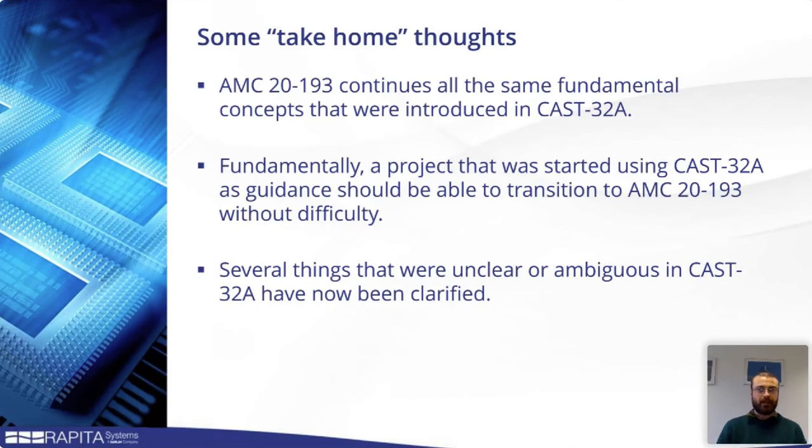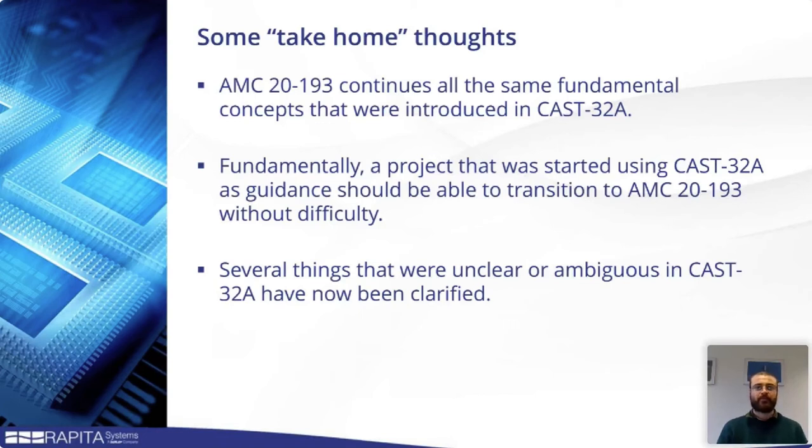So moving on, I do have some take-home thoughts before we move on to a Q&A session. The first of these is that fundamentally AMC 2193 does continue with the same concepts that CAST-32A introduced. There is some refinement, but there are very few significant changes between the two. So this is actually excellent news from the perspective of a project which has started with CAST-32A and will want to be certifying using AMC 2193 guidelines, because fundamentally a project that has started using CAST-32A should be able to relatively easily transition to 2193, with a couple of minor tweaks to account for the changes that we have discussed earlier.